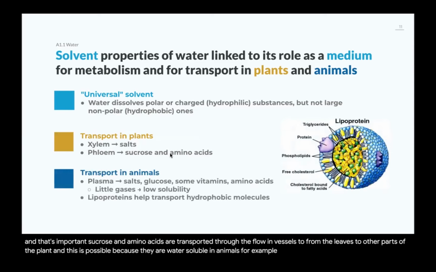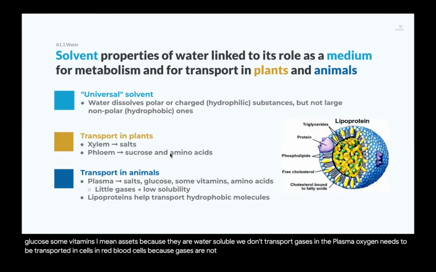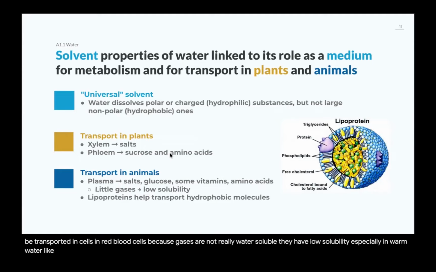In animals, for example, the plasma in our blood transports salts, glucose, some vitamins, and amino acids, because they are water soluble. We don't transport gases in the plasma. Oxygen needs to be transported in cells, in red blood cells, because gases are not really water soluble. They have low solubility, especially in warm water, like in our blood. It's not very soluble. So you need those cells to transport oxygen for you.